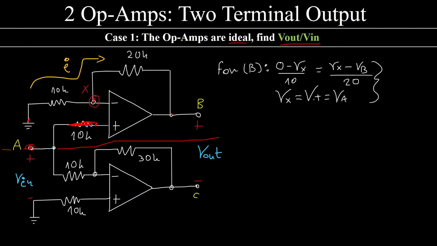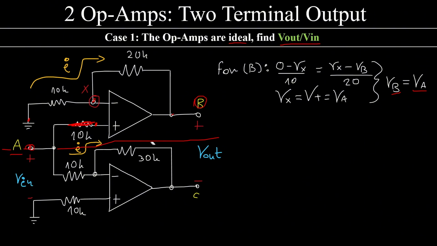Now I can replace Vx over here, and I can say that Vb is equal to Va. The voltage over here is equal to the voltage of this point over here. It happens because of the ratio of these two resistances. It's not always true in these configurations. Now I can work on the below circuit.